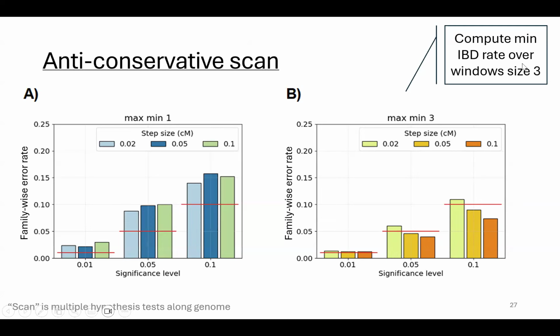So I computed the minimum of the IBD rates in windows of size 3. And then for those windowed minimums, I saw if the maximum over all those windows exceeds our threshold. And what happened was that our bars go down, and in many cases, they're now below our desired significance level. What this tells us is that when we were making these type 1 errors exceeding our threshold, we were just barely exceeding it for a small 1 or 2 steps along the genome.